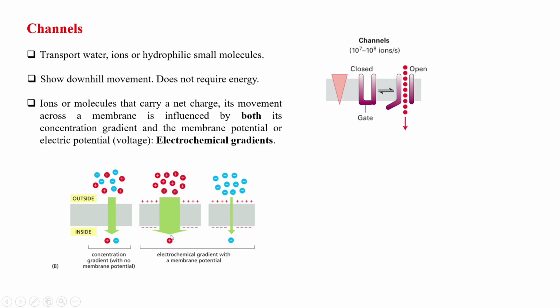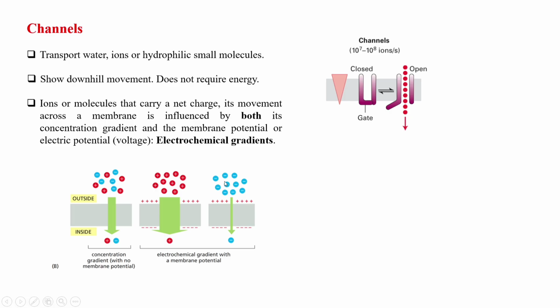Here, as you can see, this green arrow shows a more rapid movement of molecules or ions, because both the chemical concentration gradient and the membrane potential help to move these molecules. Because the inside is negatively charged, positively charged molecules, or positive ions, will be preferred to enter the cell. So this is an electrochemical gradient with a membrane potential.